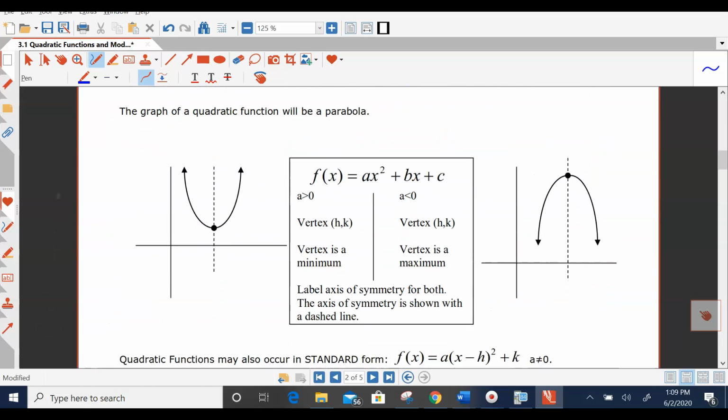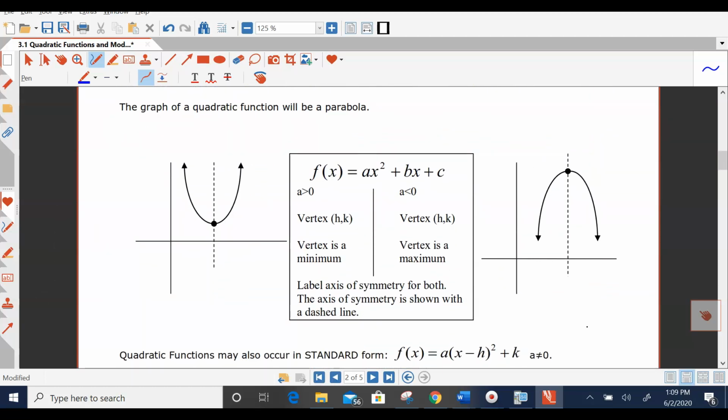Okay, so if I have a quadratic function, the graph will always be a parabola. So if I've got ax squared plus bx plus c, if that first coefficient a is greater than 0, all that means is it's positive. If the front coefficient, or the coefficient on x squared, is positive, your parabola will always open up. If that coefficient is negative, then your parabola will open down. Always, always.